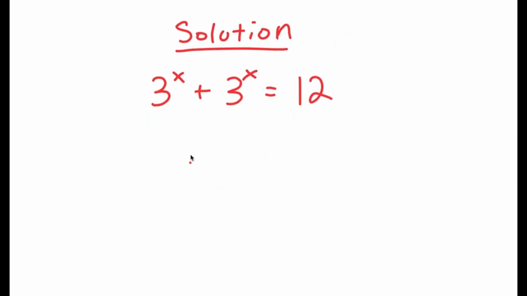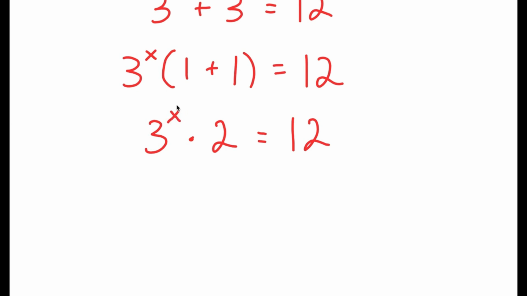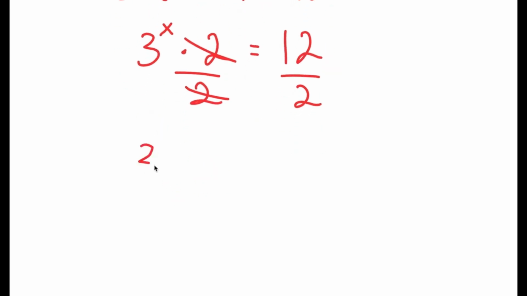And what I'm first going to do is factor out 3 to the power of x. So I get 3 to the power of x times 1 plus 1 is equal to 12. Now 1 plus 1 is 2, so I get 3 to the power of x times 2 is equal to 12. So from here, we want to isolate x. And to do that, we have to get rid of this times 2 by dividing both sides by 2. So now these two cancel out. And I'm left with 3 to the power of x is equal to 12 divided by 2, which is 6.